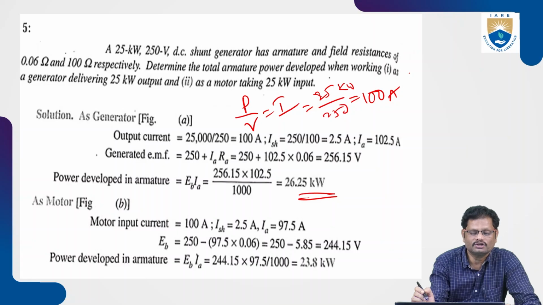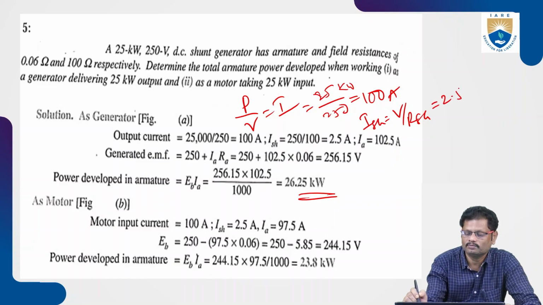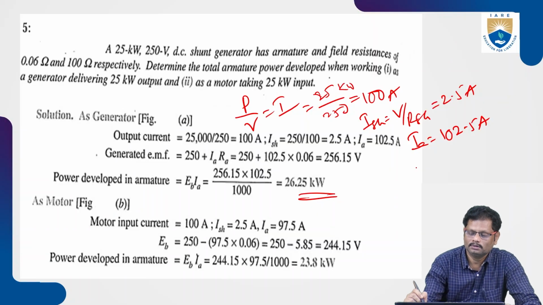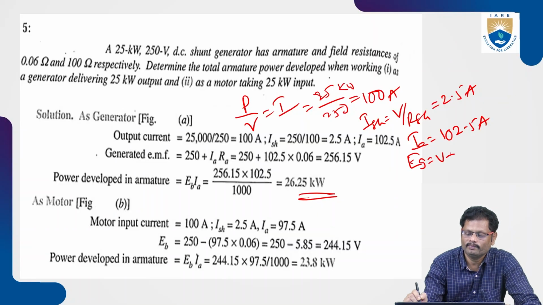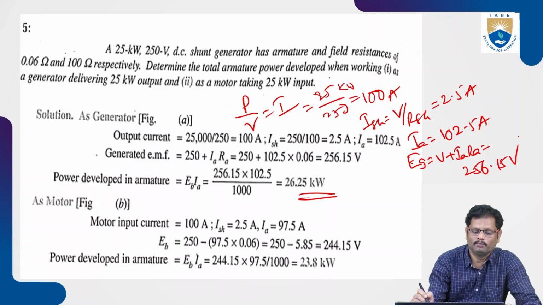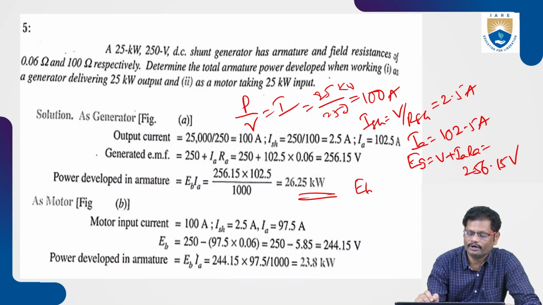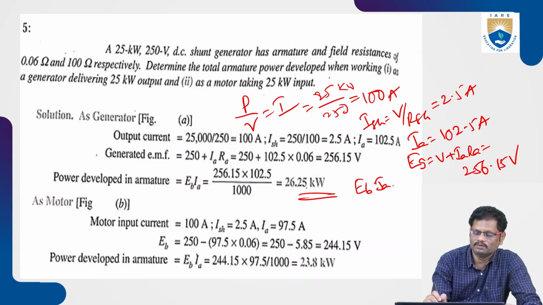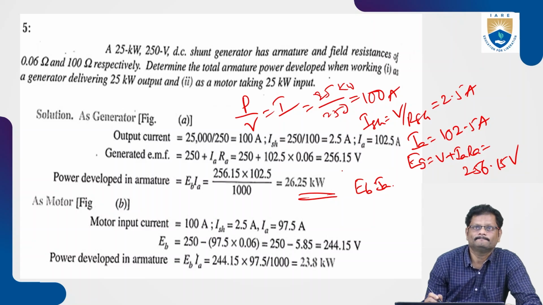And ISH is given by V by RSH, so that is nothing but 2.5 amps. And IA is 102.5 amps. And EMF is equal to V plus IA RA for a generator. So after substituting all these values, we have EG value as 256.15 volts. And for power developed in the armature, we have EG into IA. So it is nothing but 26.25 kilowatt.